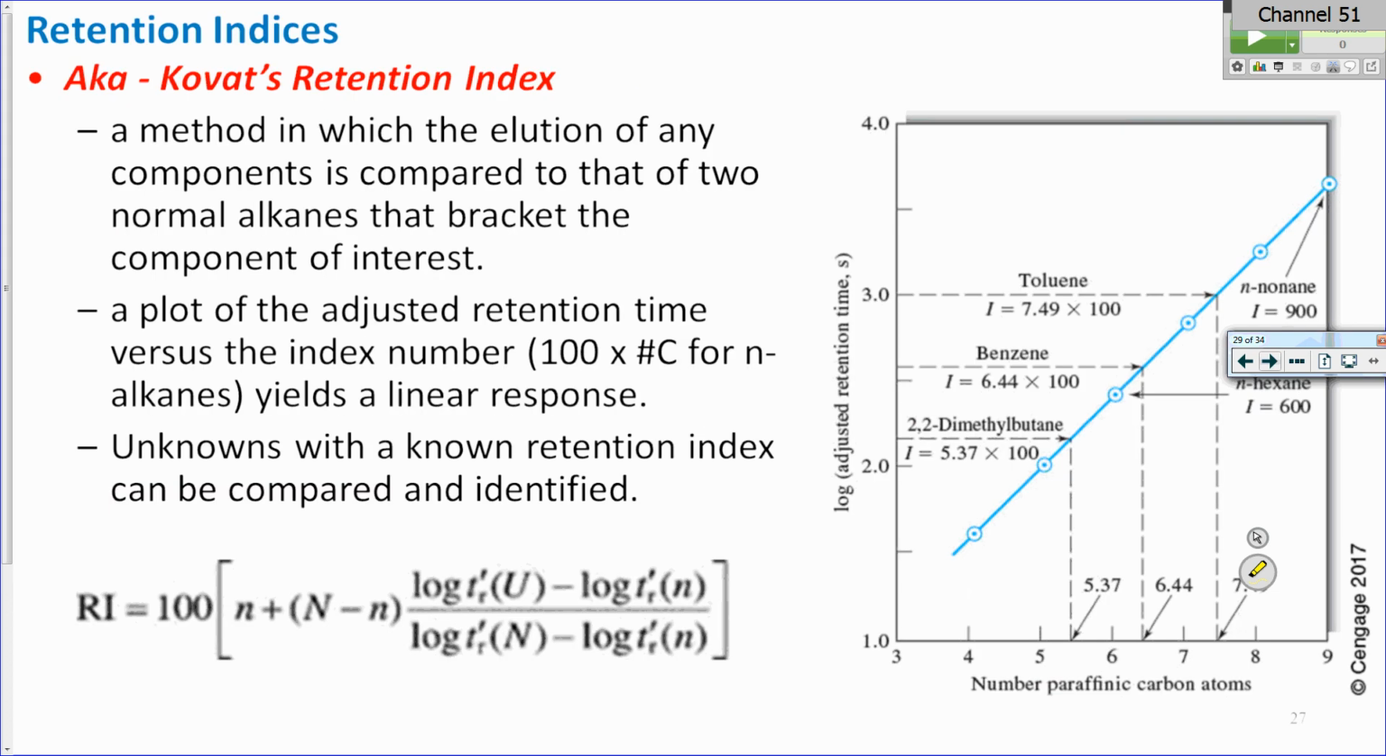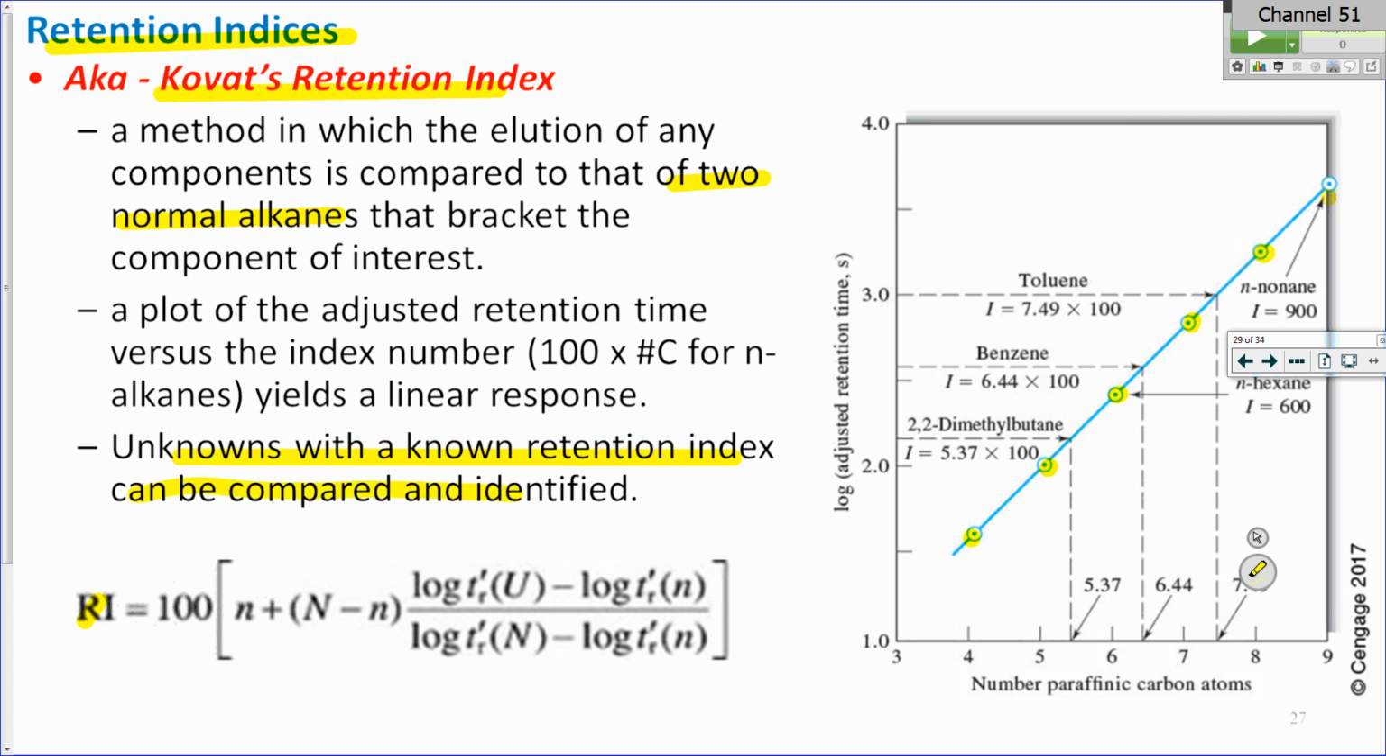One of the ways that we match up the retention times is with something called the retention indices, and this is also called Kovats retention indices. And what it does is it allows you to take a group of normal alkanes, so straight chain alkanes, so octane and nonane or nonane and decane, and you plot those versus retention time, and you have an equation that allows you to calculate this RI. And what it allows you to do is to predict the retention time of an unknown.